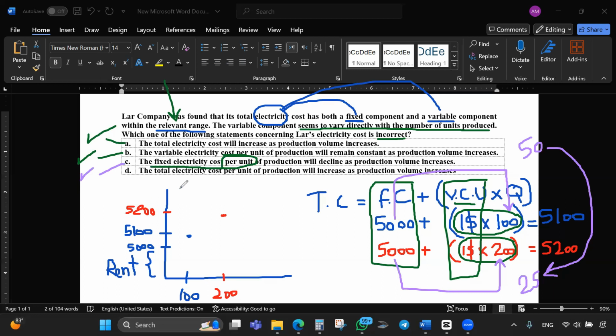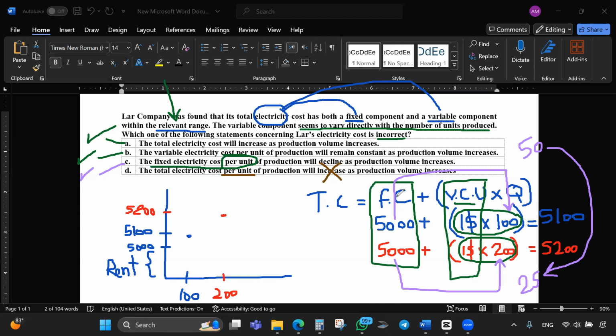D, which will be incorrect, of course. The total electricity cost per unit of production will increase as production volume increases. The incorrect part will be this part. The electricity cost per unit will decrease, will not increase. Why? As we previously said, the fixed cost per unit will decrease, so the total cost per unit will decrease too, as the fixed cost per unit is a part of the total cost per unit.